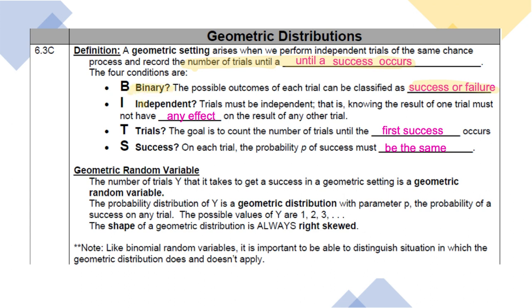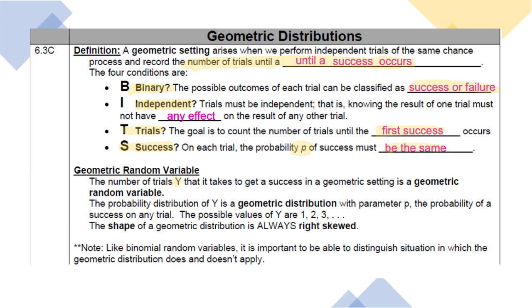Are they independent? Meaning the trials, knowing the result of one has no effect on the next trial. The goal is to count the number of trials till the first success, and on each trial, again, our probability for success should be the same. Think of flipping a coin. How many coin flips until we get a heads? So, geometric random variable.